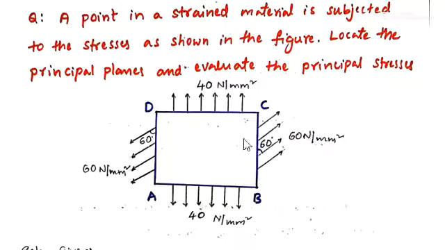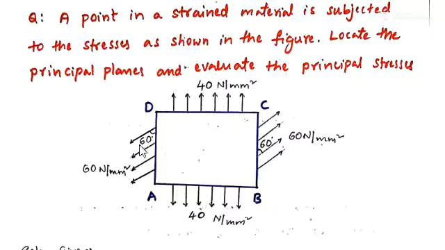So this diagram is showing two perpendicular planes at a point in a strained material. So on these planes, the stresses are acting like this. And if you see in the y direction, 40 Newton per mm square tensile stress is acting, and on this plane, suppose you take this plane as BC, on this plane, stress is acting at some angle with this plane and this plane also.